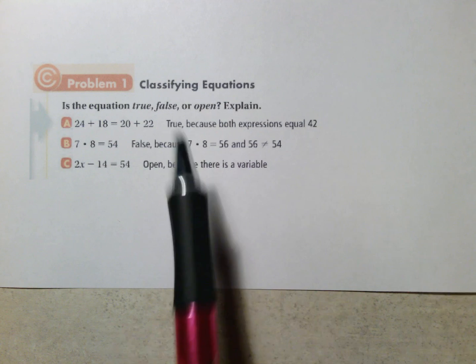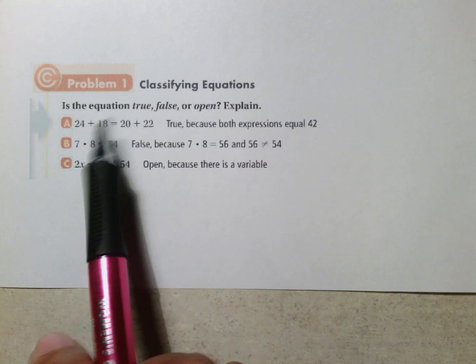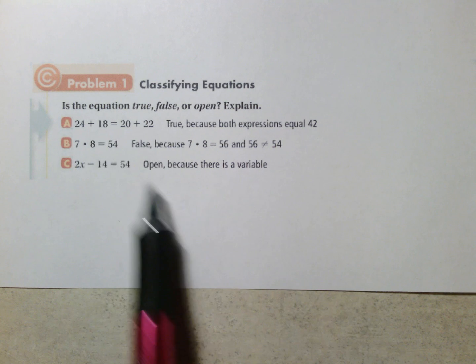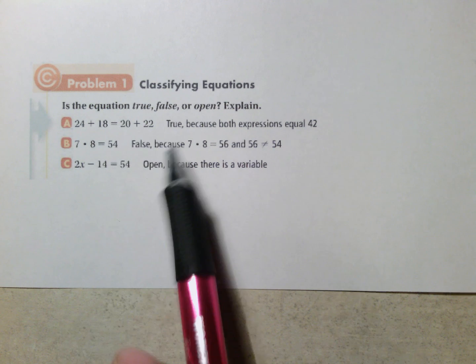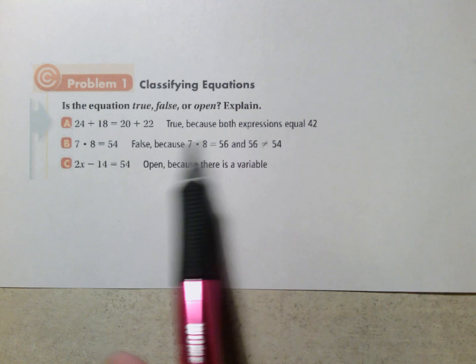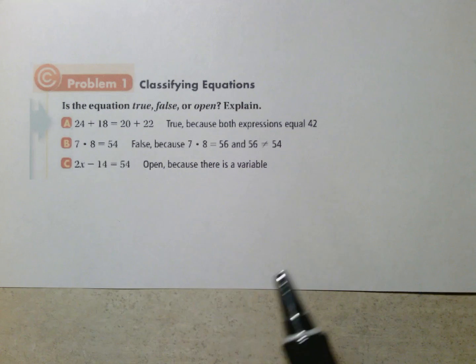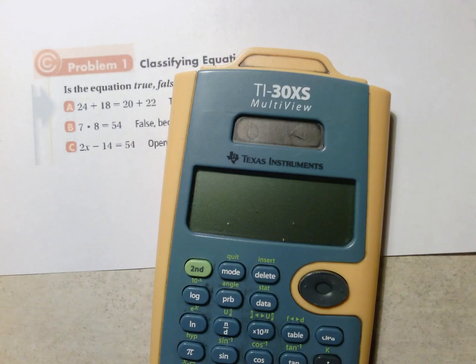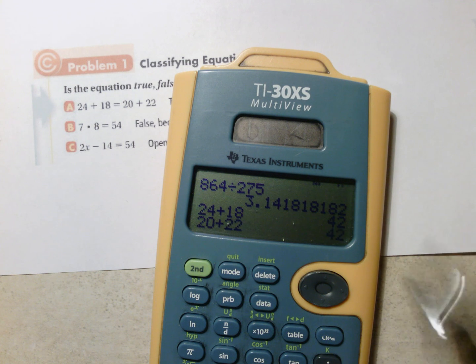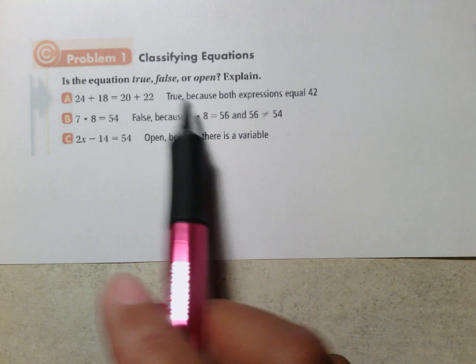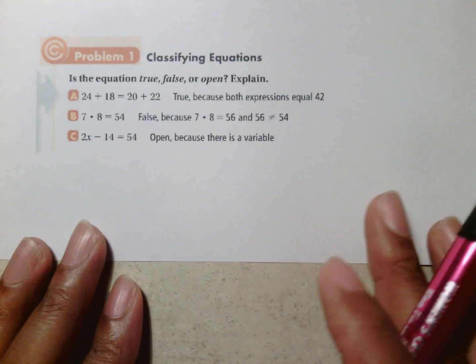Problem 1 talks about classifying equations. It says, is the equation true, false, or open? Explain. The first question has 24 plus 18 equals 20 plus 22. It says it's true because both expressions equal 42. So you have 24 plus 18, which is 42, I believe, and you have 20 plus 22, which is also 42. And so it means it's true because they get the same answer in both of them.